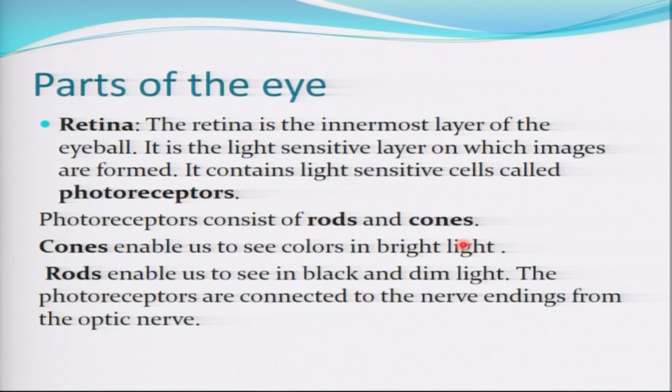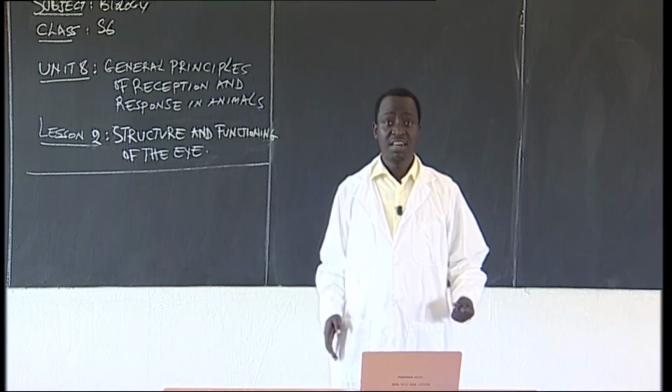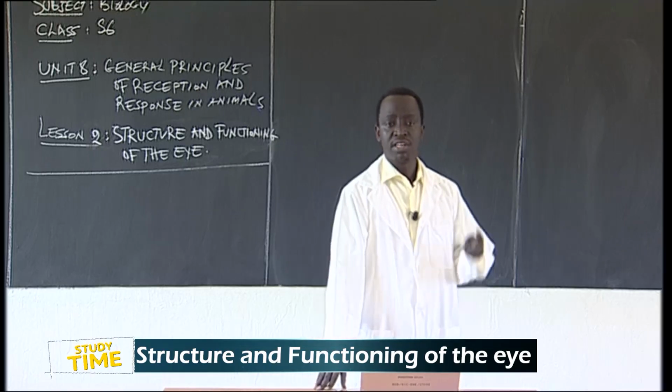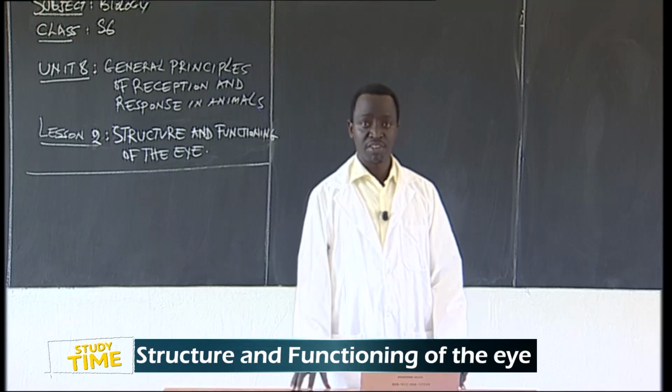Now, photoreceptors, there are two. We have what you call rods and what? And cones. Those are two photoreceptors found on what? On the retina. Cones are able to see the colors, different colors. You can see red, you can see blue, different colors. The cones are the ones that help you to see those different colors.